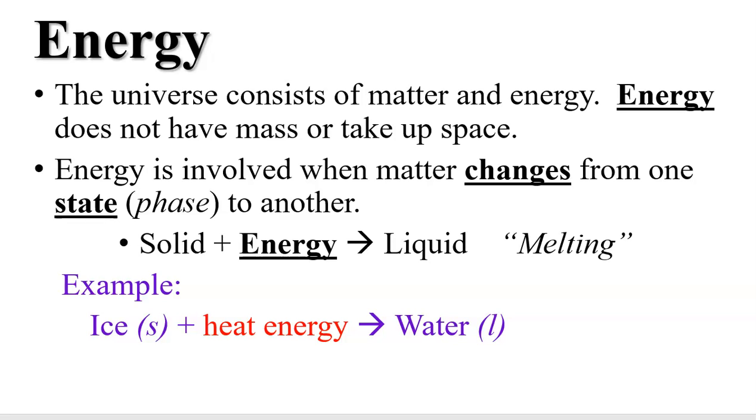So the universe consists of matter and energy. Energy does not have mass or take up space, but energy is involved when matter changes from one state or one phase to another. For example, let's think about something like ice, which is a solid. If we add some heat energy to that, it will turn into a liquid or water, and it has gone through the state change of melting.